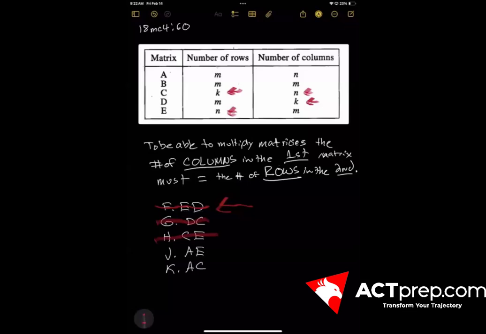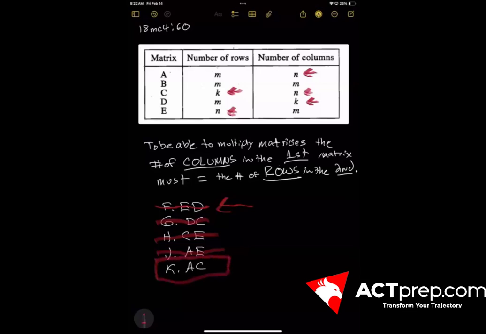For J, it's A times E. So the number of columns in A is N, and the number of rows in E is N. So we can multiply that, leaving us with just K. So this is certainly going to be our answer, but we'll just check it.